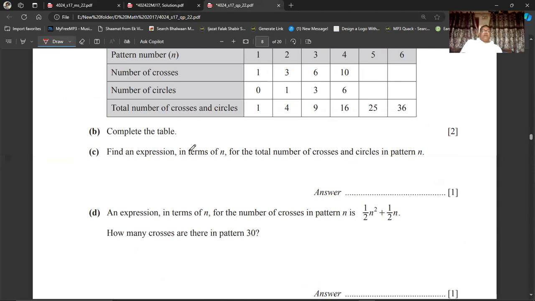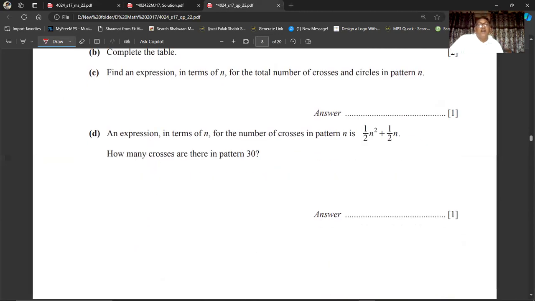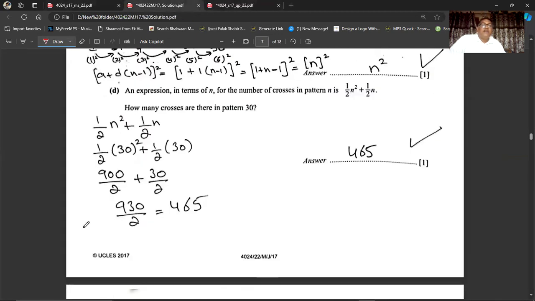Okay, so the D part: an expression in terms of n for the number of crosses in pattern n is 1 by 2 n square plus 1 by 2 n. How many crosses are there in pattern number 30? So in place of n, put 30 here. So we will have 1 by 2 n square plus 1 by 2 n. So 1 by 2 into 30 square plus 1 by 2 into 30.